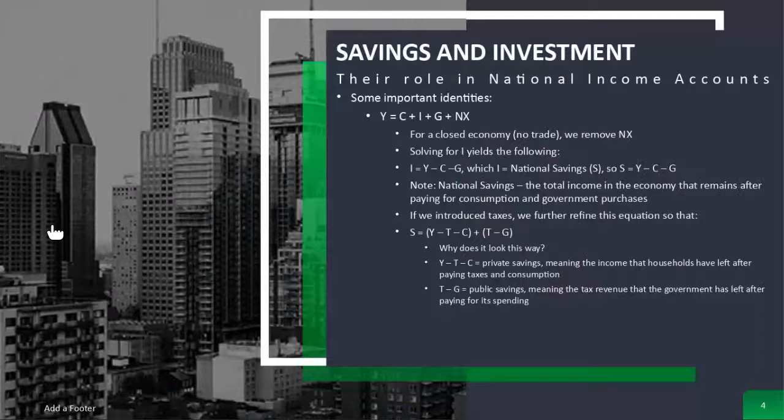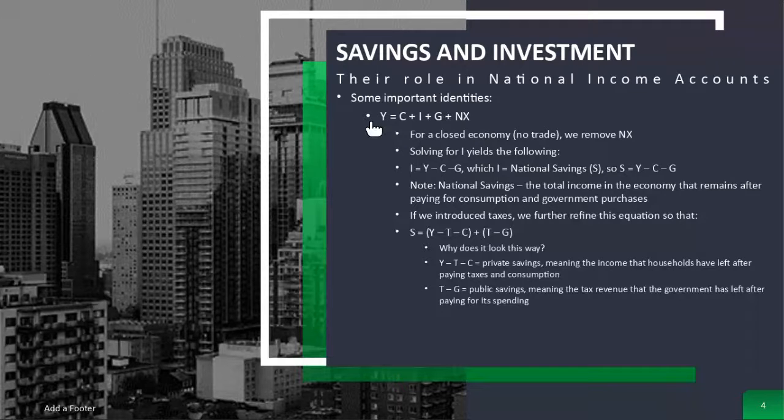Now, what does this mean for going back to something we were talking about with GDP? Well, really, savings and investment play a crucial role in national income accounts. And what we mean by that is, let's revisit for a moment what we meant when we talked about GDP. GDP, right, is this equation: Y equals C plus I plus G plus NX.